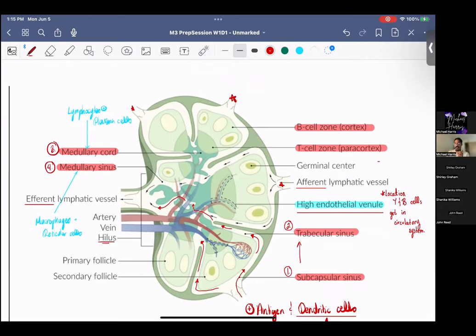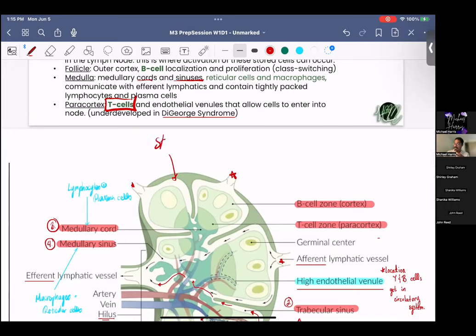The reason for this is because you want to slow down that lymphatic drainage out of the lymph node. So as a result, you get what is known as an area of stasis. Stasis just means no movement.